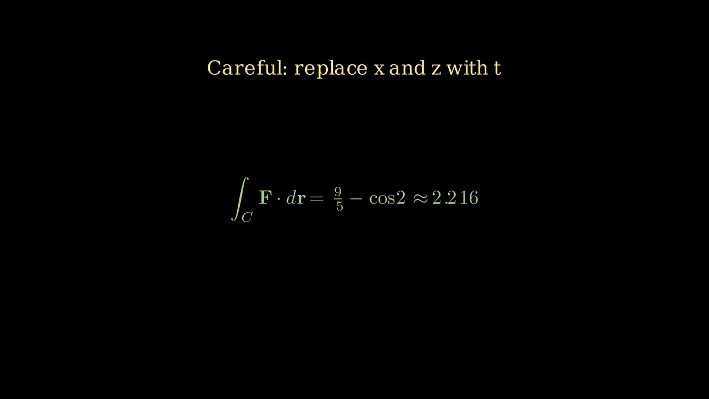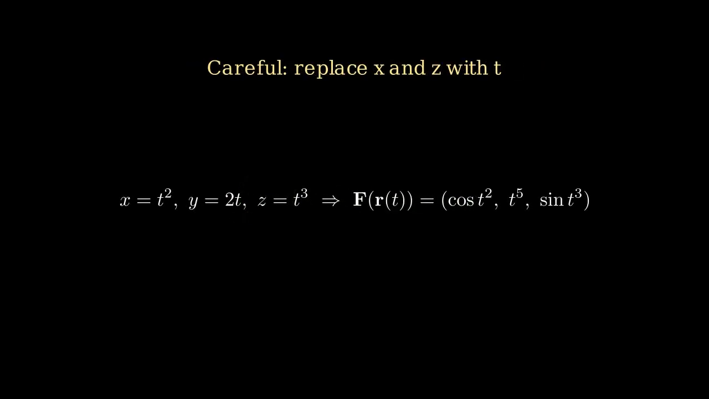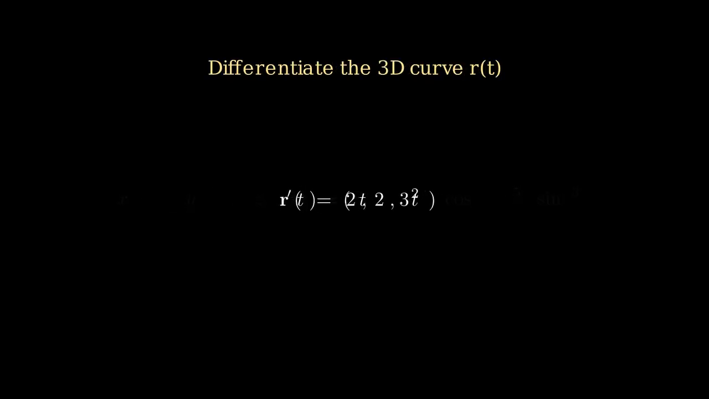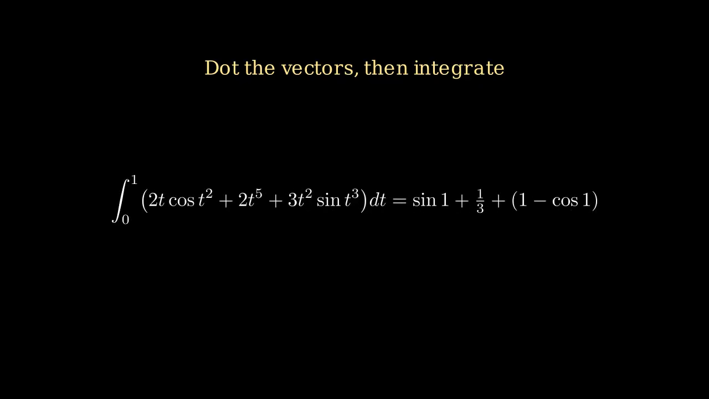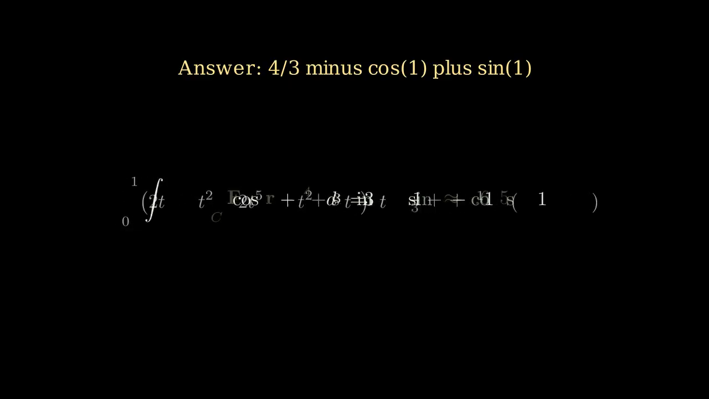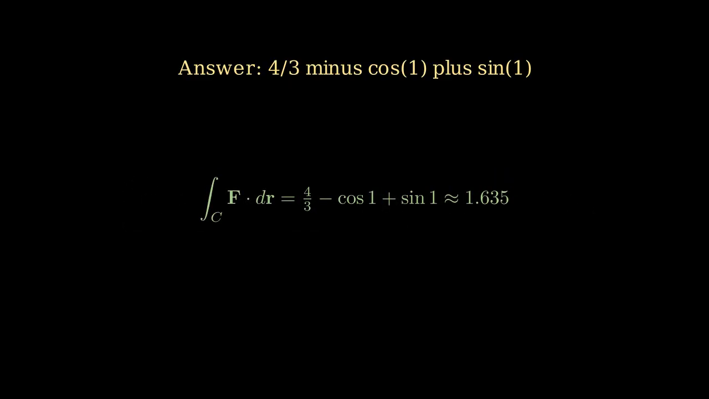Part C. Field F equals cosine x, xz, sin z, a 3-dimensional field. Curve r of t equals t squared, 2t, t cubed for t between 0 and 1. Same 4 steps, but take extra care on the xz term. Make sure both x and z are replaced by their t expressions before multiplying. Differentiate, dot, and integrate from 0 to 1. Answer: 4/3 minus cosine of 1 plus sine of 1, approximately 1.635.